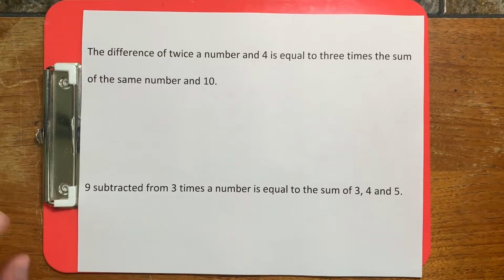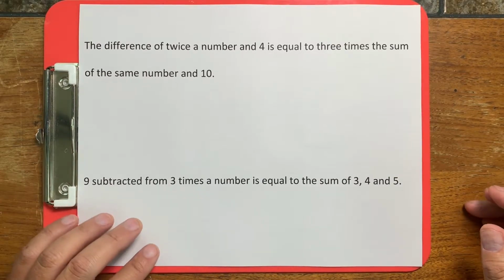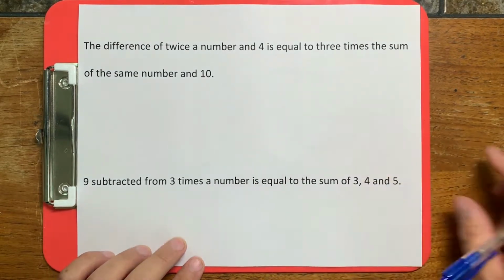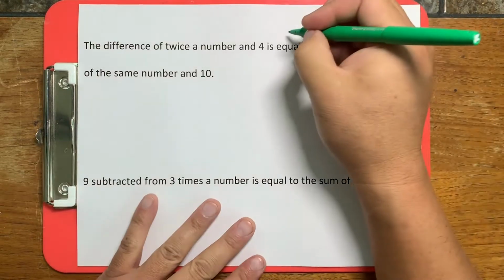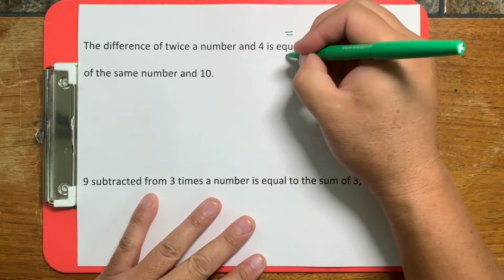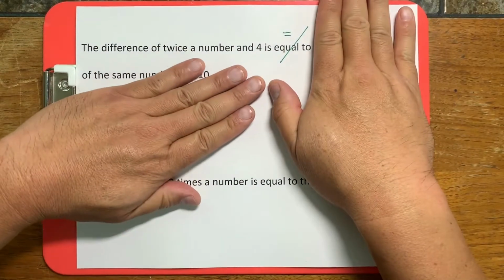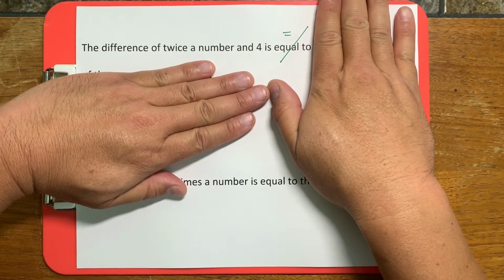Now, I gave you a few questions here that have an amalgamation of all the different tricks that we can use. So let's try doing this one. The difference of twice the number and 4 is equal to 3 times the sum of the same number and 10. So the first thing I'm looking to do is look for the equal sign. And that divides my complexity in half. I'm now going to do the left side, and I'm not going to worry about the right side at all. It doesn't even exist.